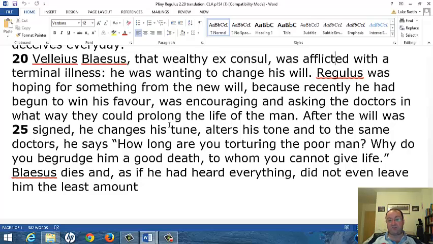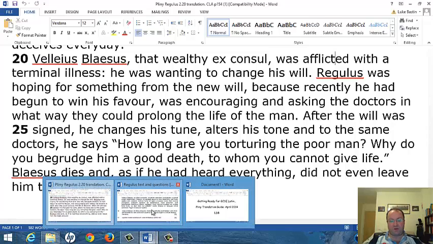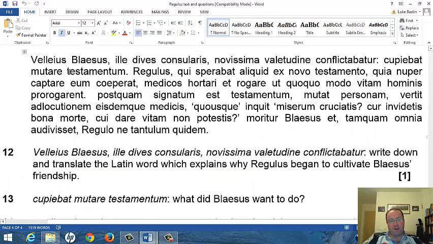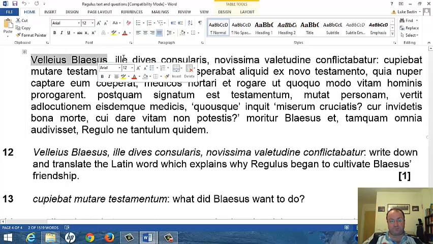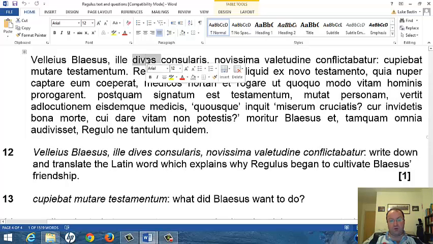Okay, so this is an unsuccessful attempt by Regulus to con somebody else. And there's a kind of a small punchline at the end there. Okay, let's look at how it works. So Velleius Blaisus, that's our nominative. Ille, so that. Rich, consular one. So this is someone who's not actually a consul, but they used to be.